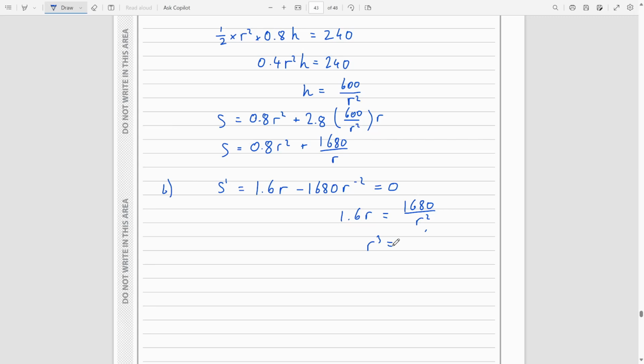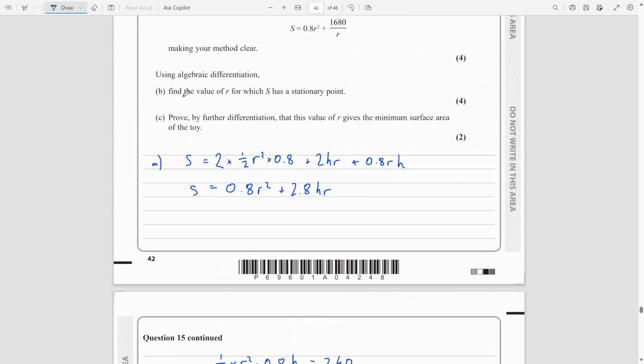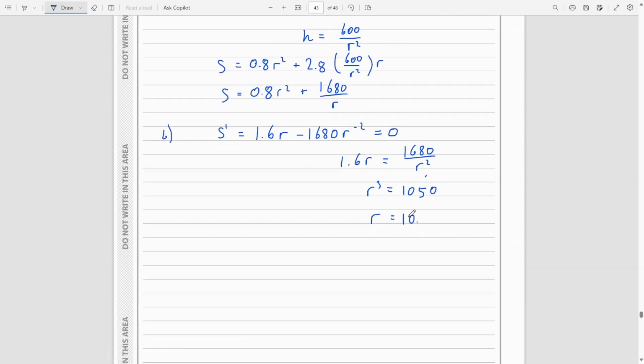And I can divide both sides by 1.6. 1,680 divided by 1.6 is 1,050. So r is just the cube root of 1,050, which is 10 point. How many decimal places did they want? Well, find the value of r for which S has a stationary point. They didn't say, so I'll just give it 3 decimal places.